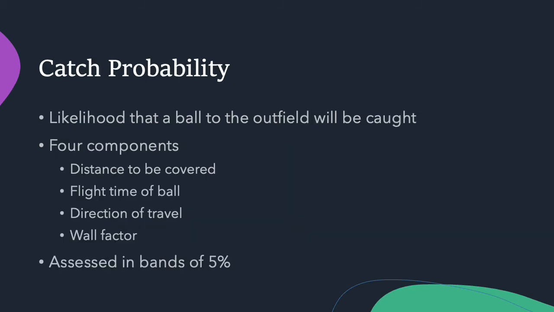Another metric that Field FX provides for us is catch probability, which is the likelihood that a ball to the outfield will be caught. There are four components that make up catch probability: the distance to be covered, the flight time of the ball, the direction of travel, and the wall factor. Catch probability is assessed in bands of 5%. So for example, a catch probability of 17% and 19% will be assessed at the same difficulty.